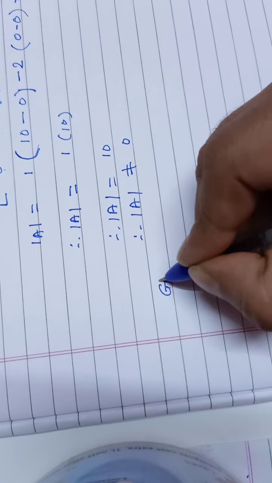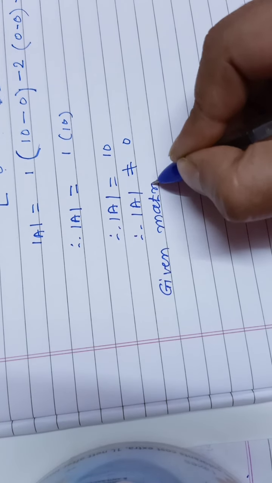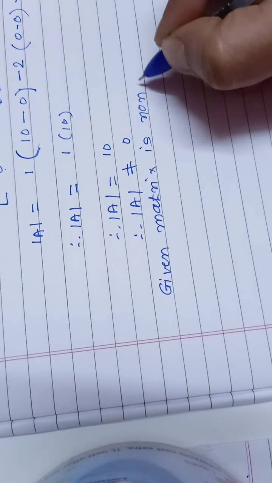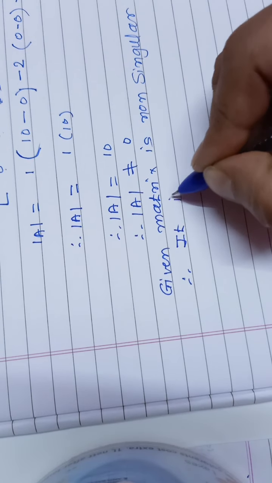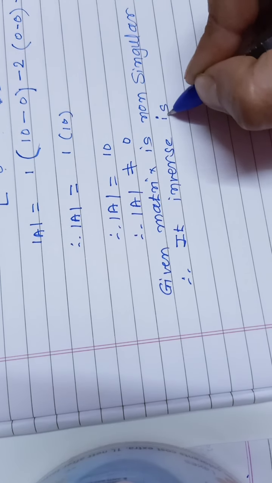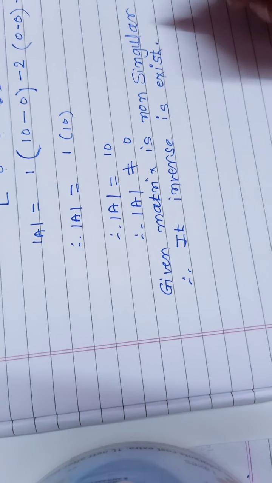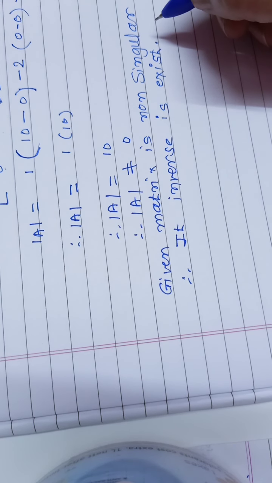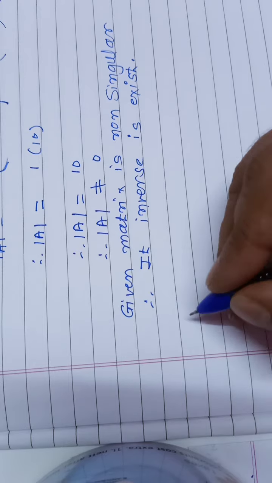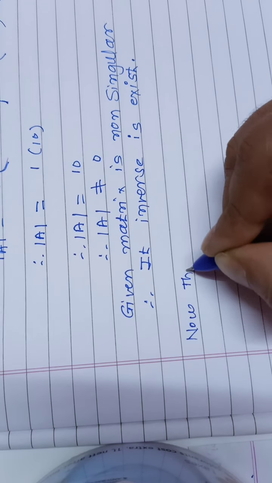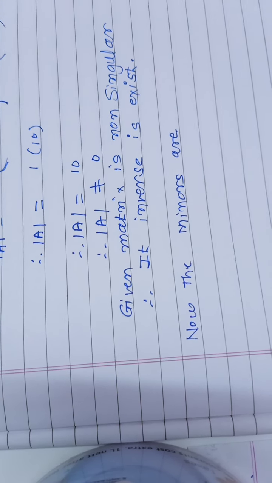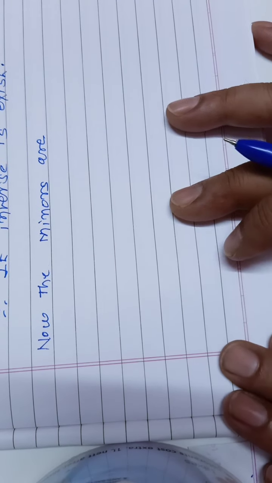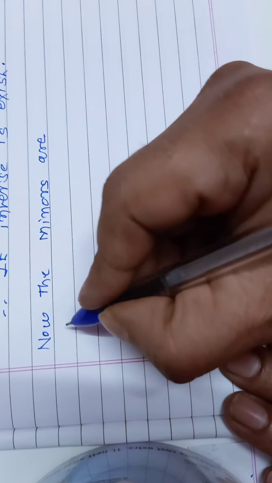So again, the given matrix is non-singular, therefore its inverse exists. Okay, so let's proceed to find out the minors, cofactors, like that. Now the minors are, as you know, there are 9 elements, so 9 minors are there.